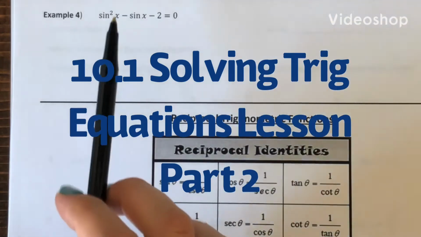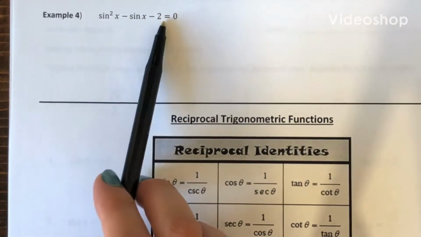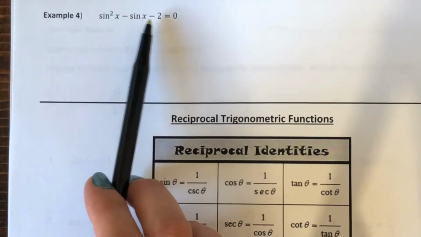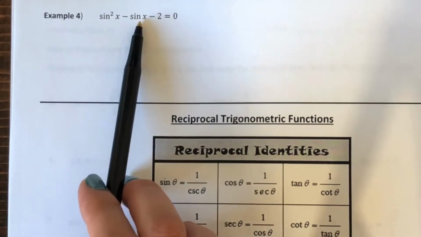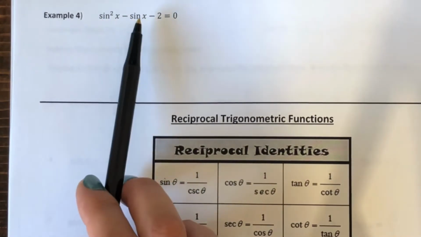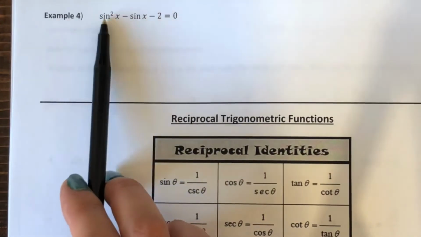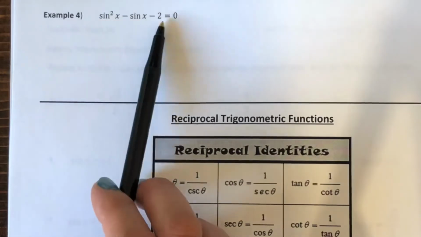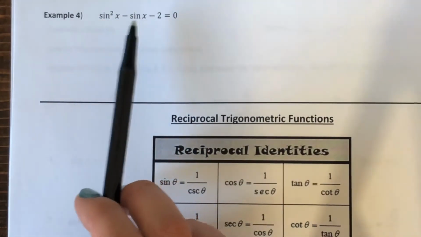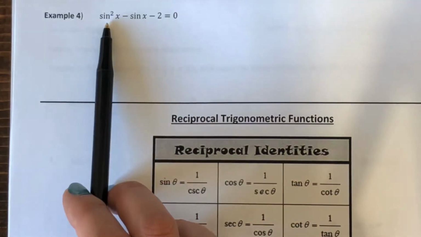Okay, next example, we have another three-term one. So again, when you see multiple trig functions, it's probably a pretty good sign that you're going to have to factor it, just like if this was an x squared and an x again. This time we have three terms, so we will factor it like we would a normal trinomial, but we're just going to do it with sines.